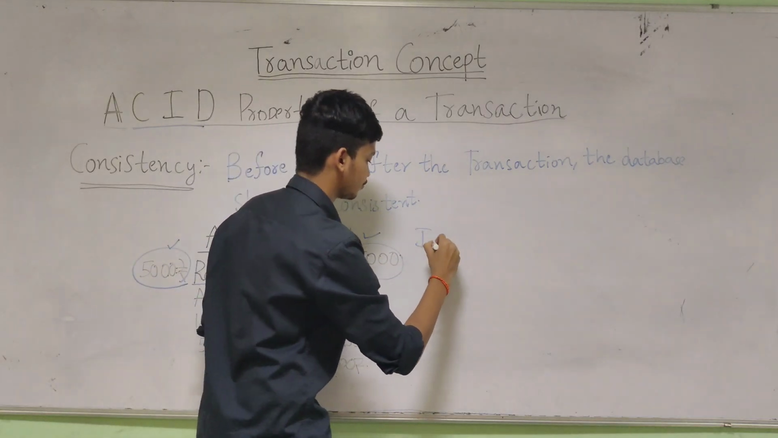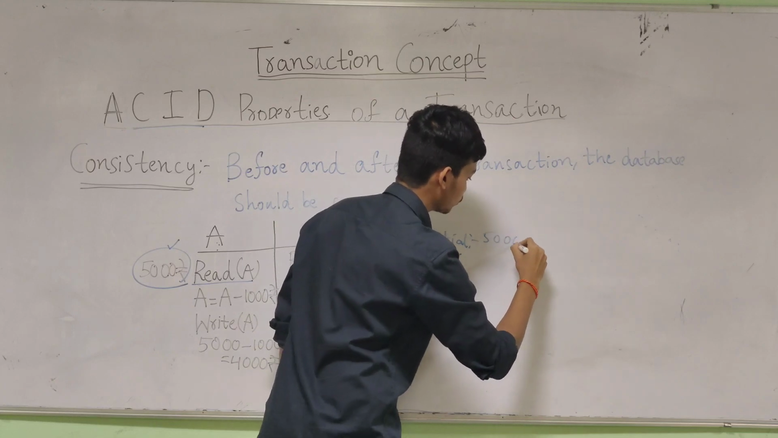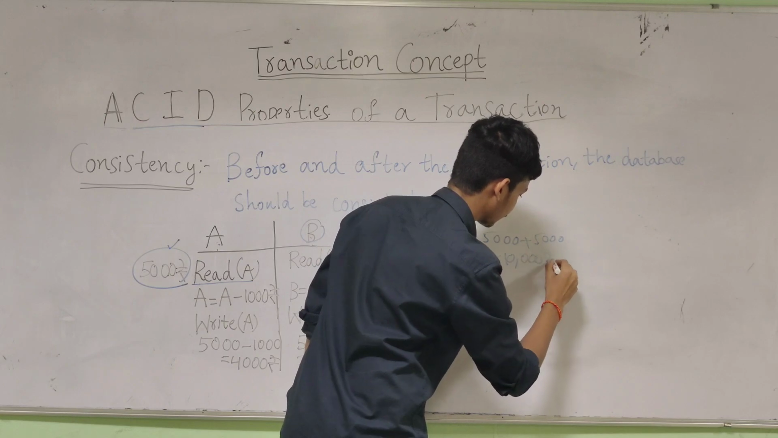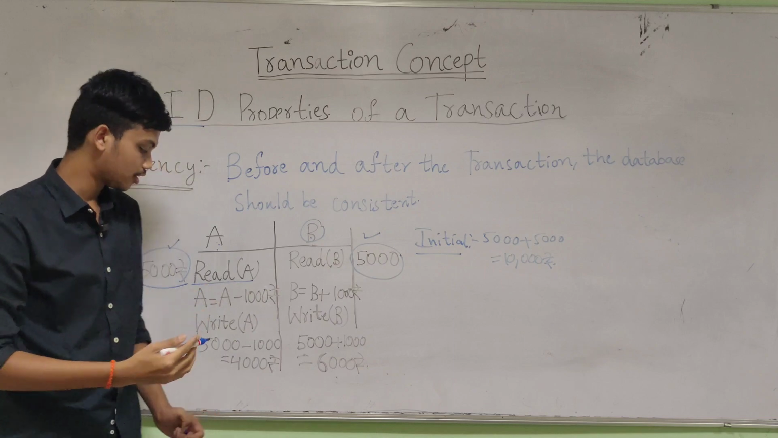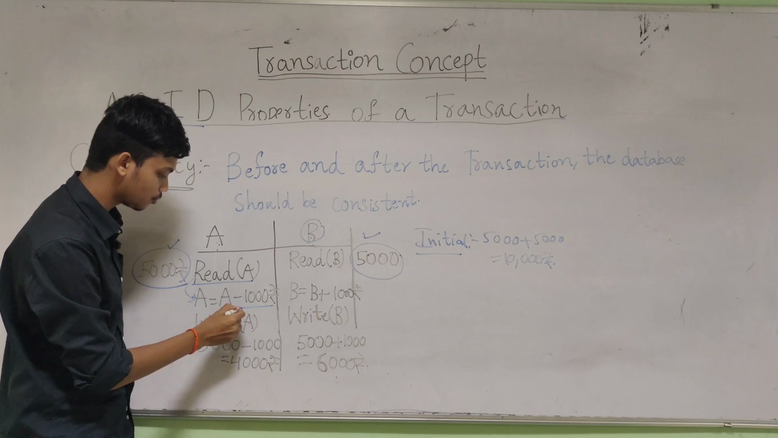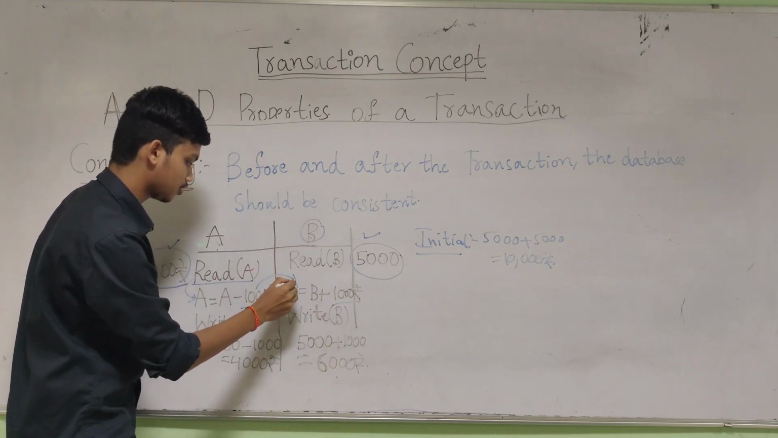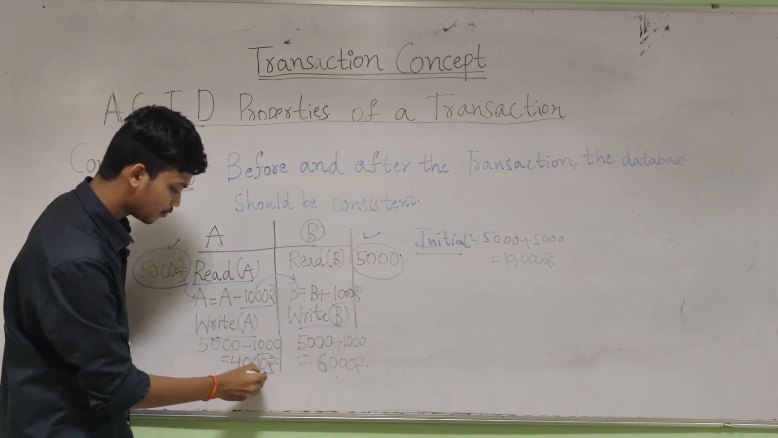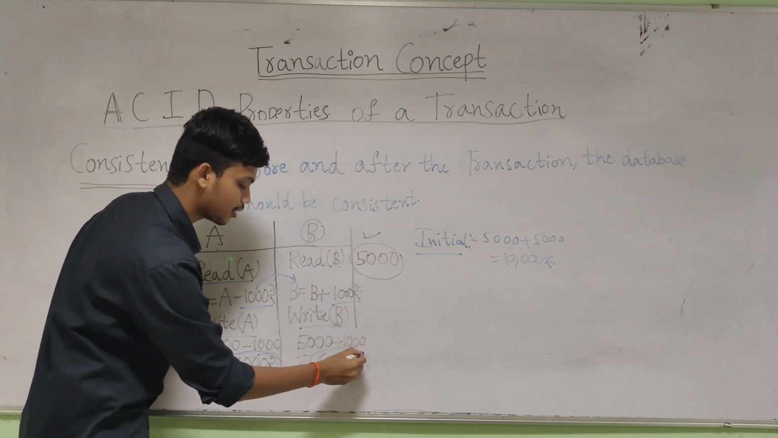So the initial money was 5,000 plus 5,000, that is 10,000 rupees, if you combine both accounts. We should check the consistency of the database now. After the execution of this step, A has withdrawn 1,000 rupees and given it to B. This is the transaction. And B has written that. After writing, the value becomes 4,000 here in A, and the value of account money in B becomes 6,000.